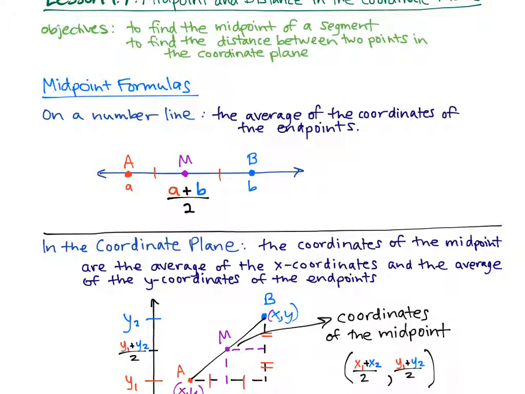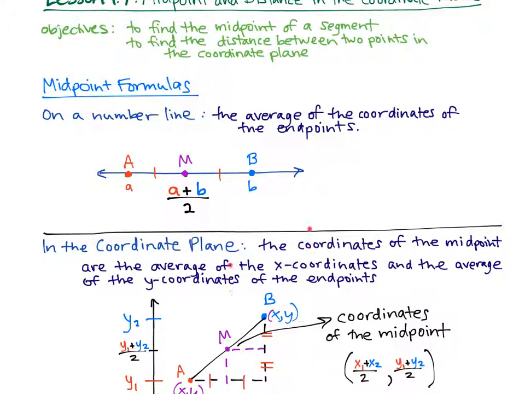if you have a number line where you have two coordinates, little a and little b, and you're trying to find the coordinate of that midpoint, it's just going to be the average of those two coordinates of your endpoints. So it's just going to be a plus b divided by 2. It's just the average of the two endpoints.